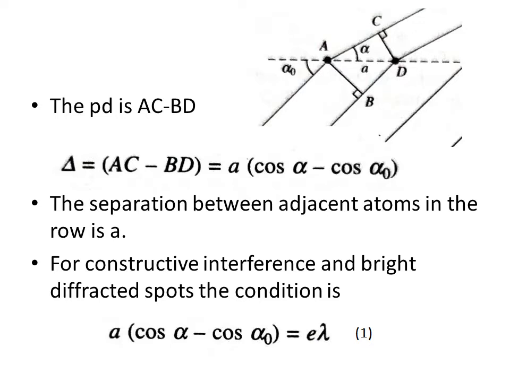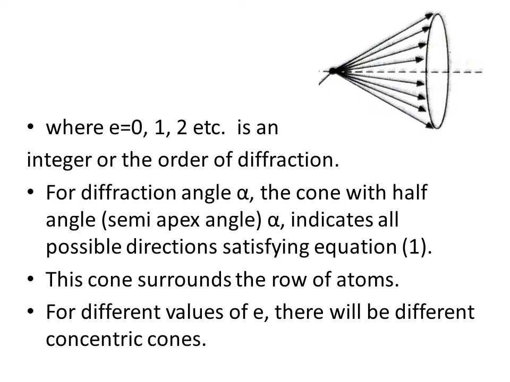So that means for a given value of incident wave, there will be different cones indicating different orders of diffraction, and these cones will all be concentric cones, as you can see in the next diagram. See, this is the cone that I was talking about for the particular value of alpha that we have been talking about. And when you put different integers for E, they can be plus or minus. Then E equal to 0 is the zeroth order diffraction, or the wave will be passing undeviated.